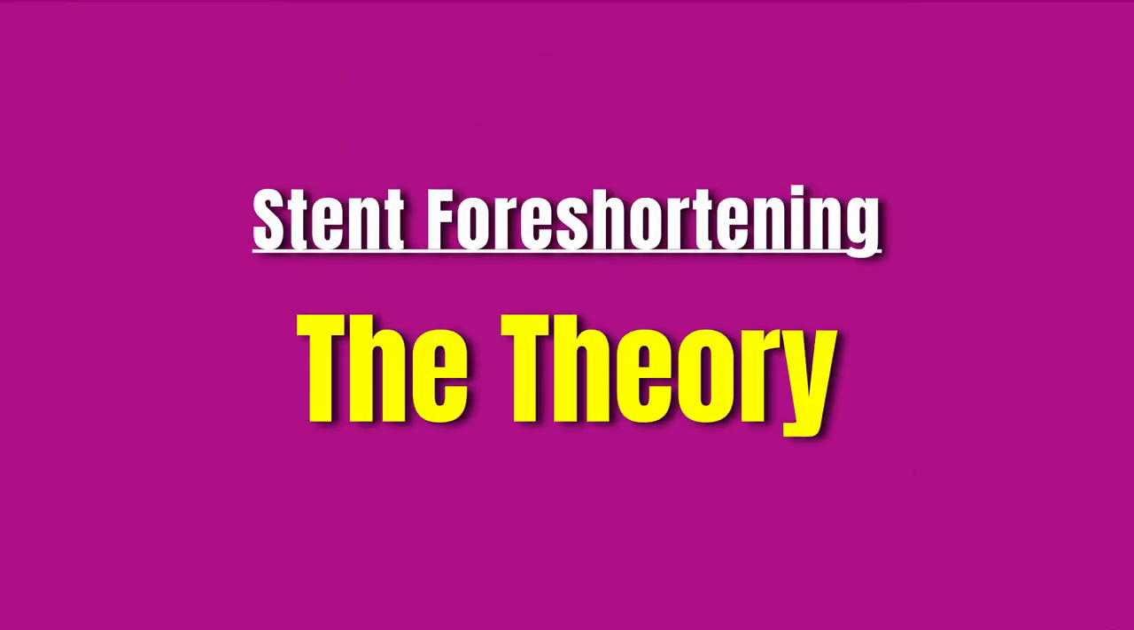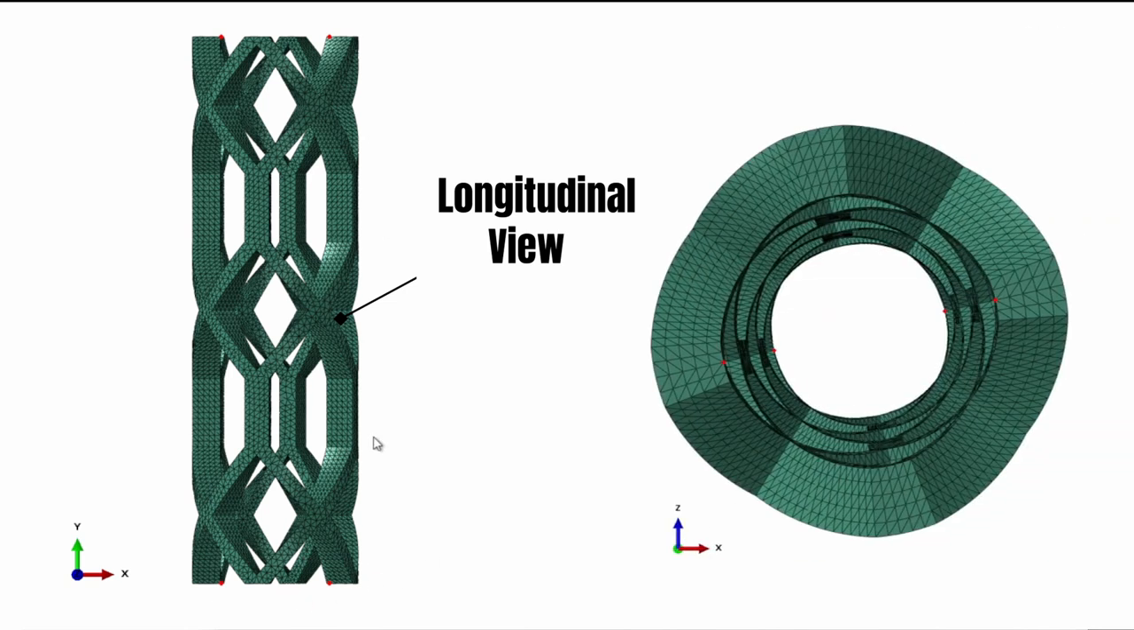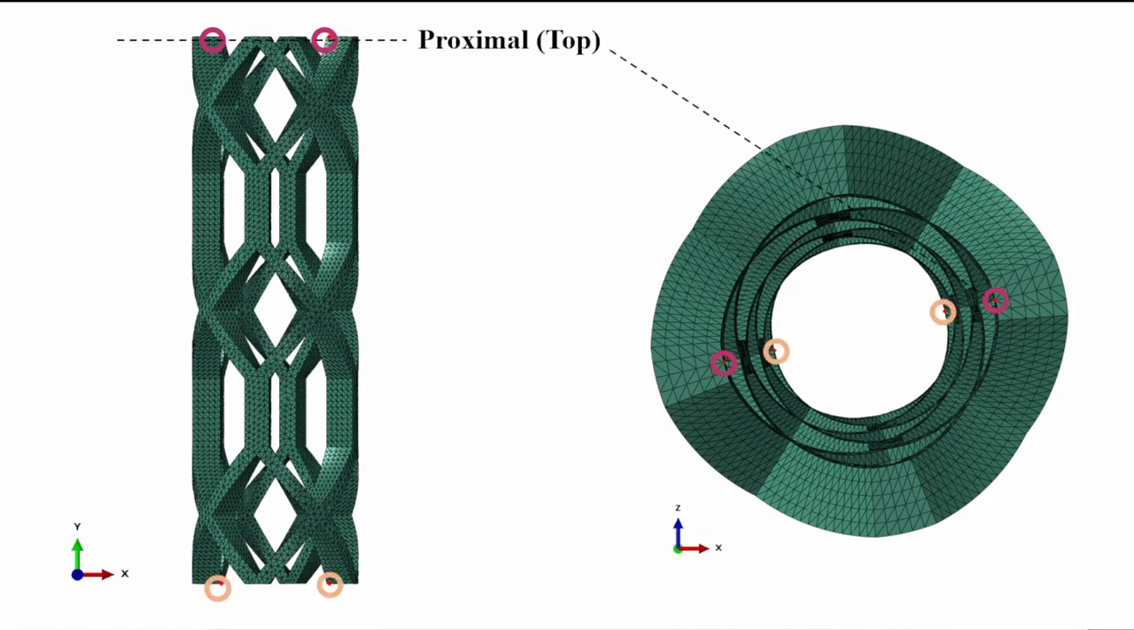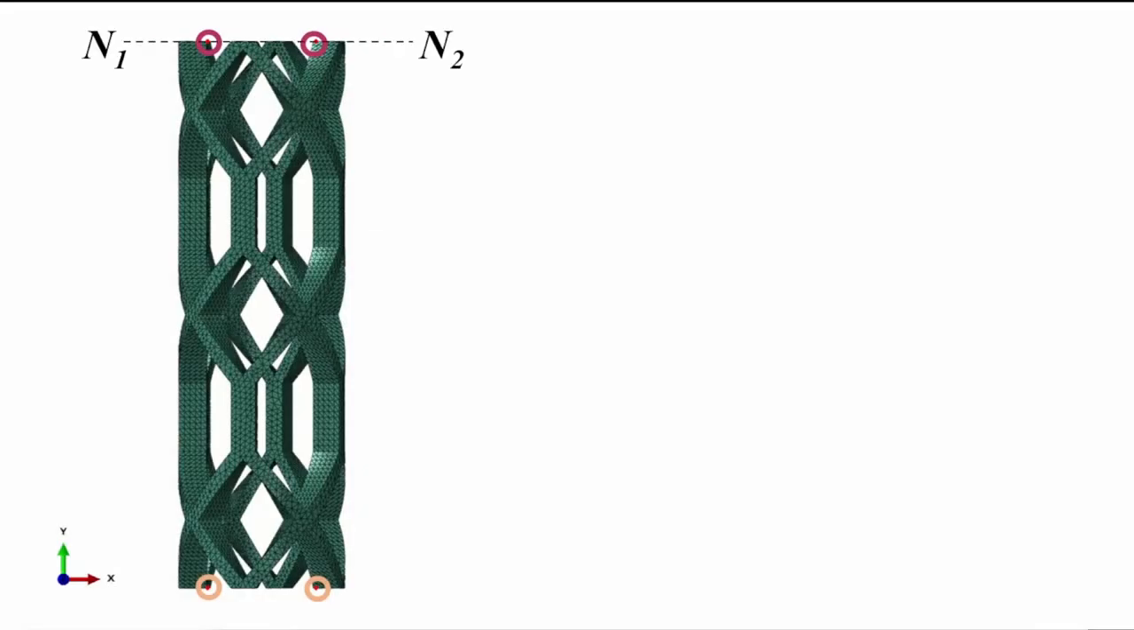So the first thing we're going to do is to talk about the theory, and we start with the stent. This stent has nodal points highlighted in red. This is the longitudinal view of the stent, and this is the side view looking at the stent from the top. We identify these nodal points as reference nodes for the top, and also the same nodal points as reference nodes for the bottom. We're going to use that to work out what the stent length would be. Each node will have a coordinate position M1 and M2, and M3 and M4 for the bottom ones, which we'll now use to find the total length of the stent, and subsequently use that to find the foreshortening.